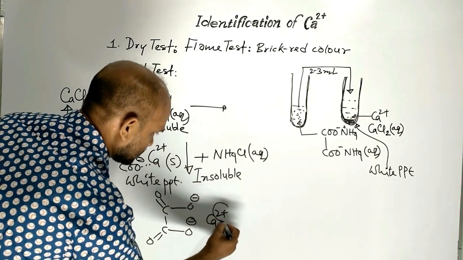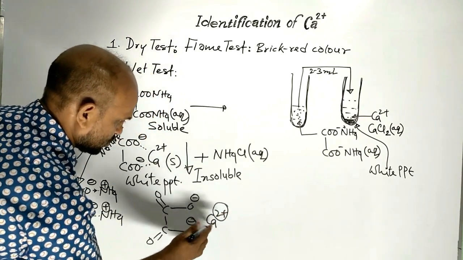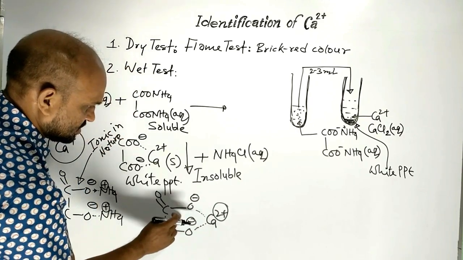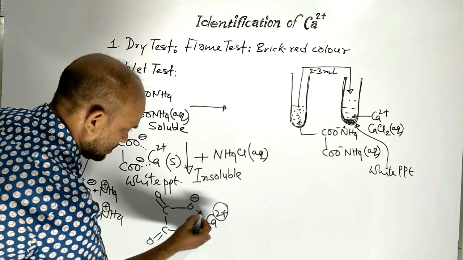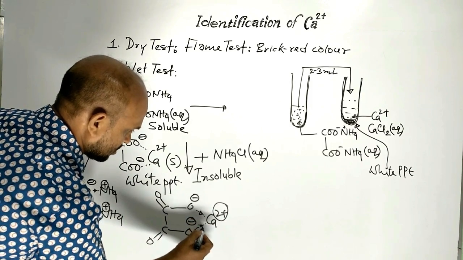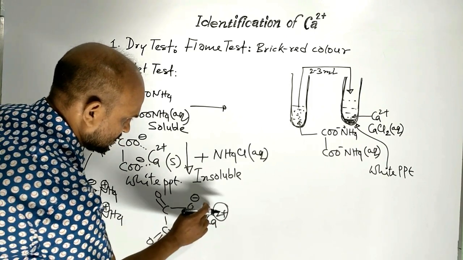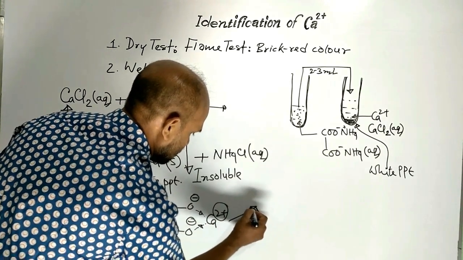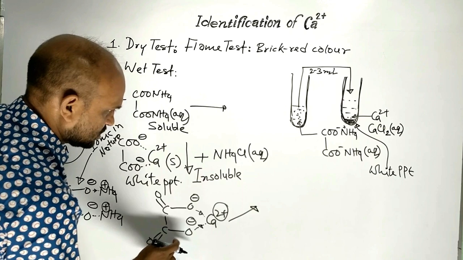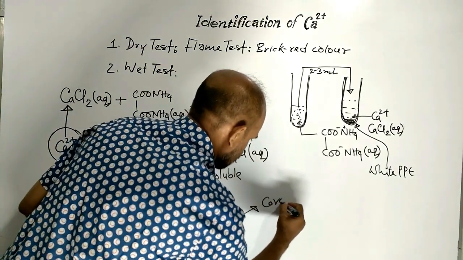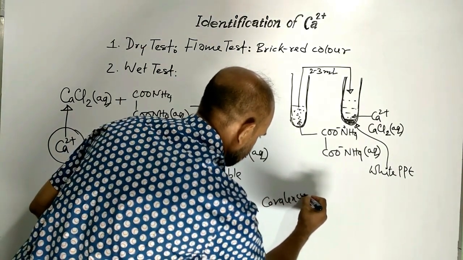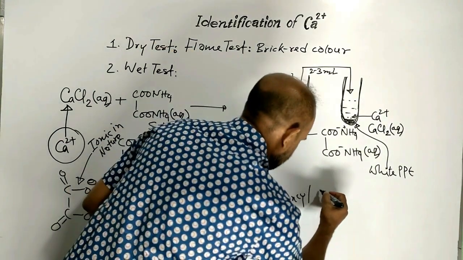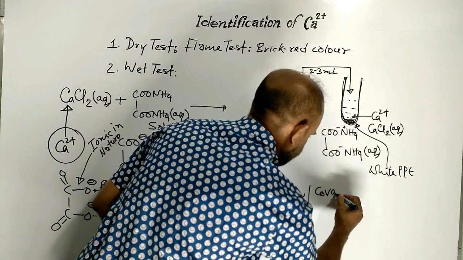But in case of calcium oxalate, here high charge, 2 plus charge. So in this case, we can say that higher lattice energy, and polarization occurs because of the high charge of calcium ion, and as a result, calcium oxalate achieves covalency. Calcium oxalate achieves covalent nature.